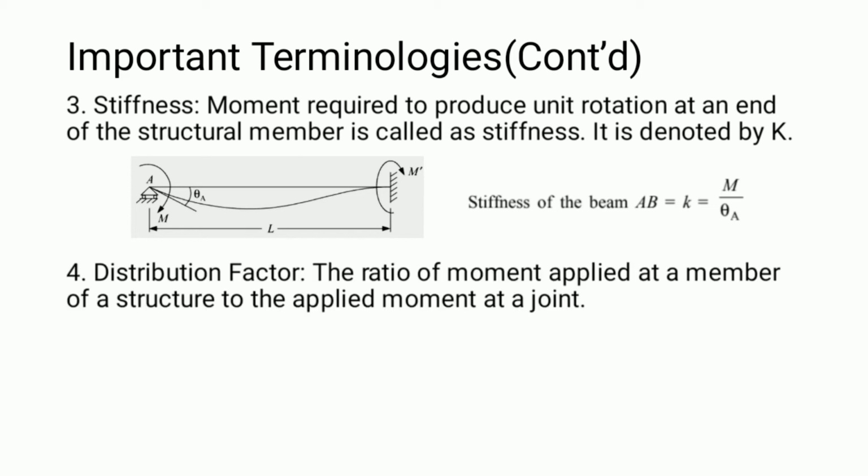The next important terminology which is used is called distribution factor. What does distribution factor mean? I have considered a sketch here. When a moment is applied to a rigid joint where a number of members are meeting, the applied moment is shared by the members meeting at that joint.